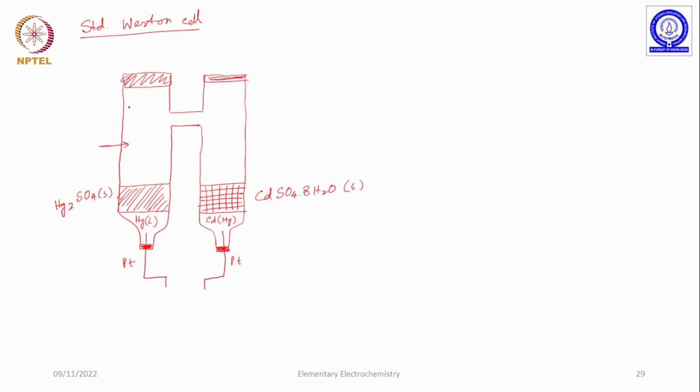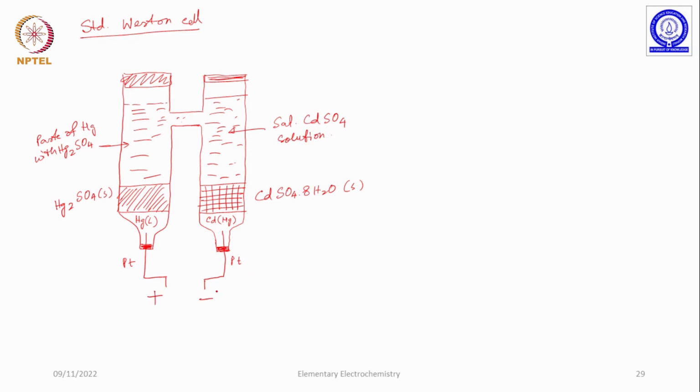Then on the upper portion here, this is filled with a paste of mercury with Hg2SO4, that is mercurous sulfate, and on the other side the top layer part is filled with saturated CdSO4 solution. In this cell, this is the positive and that is the negative end.